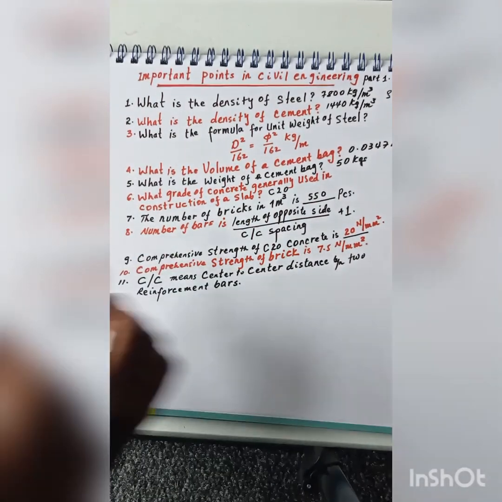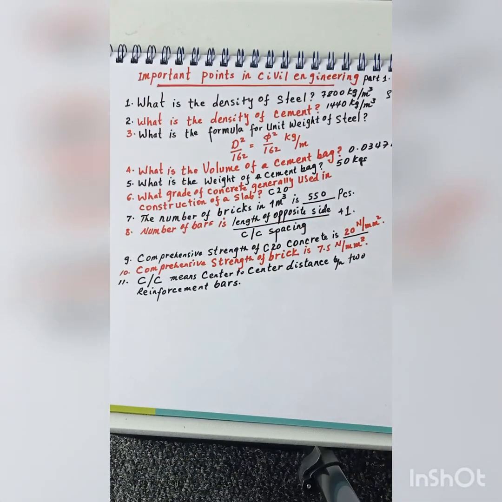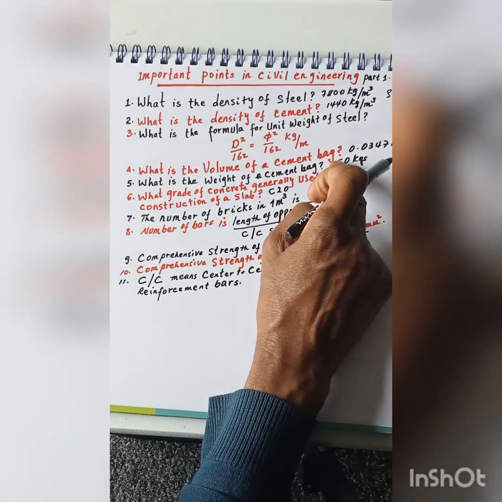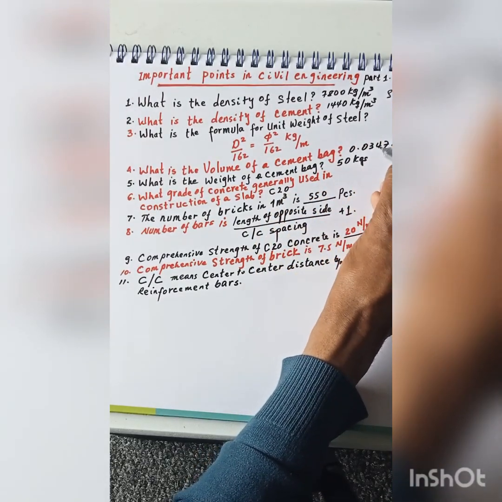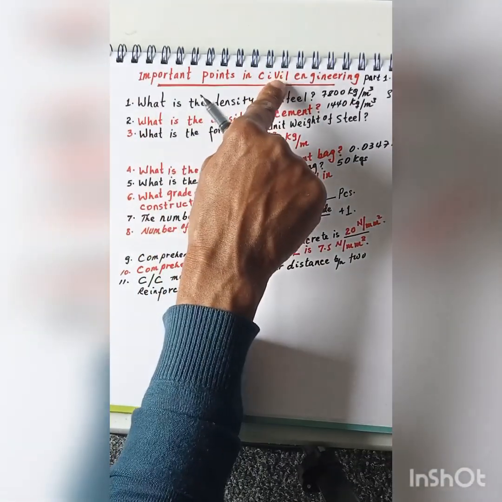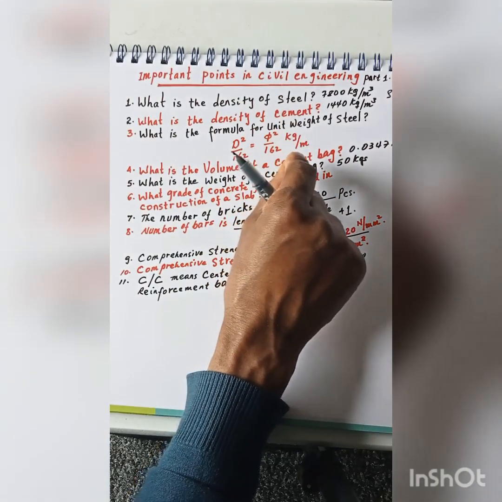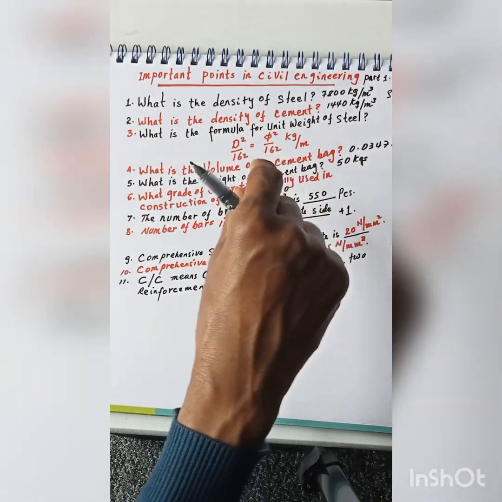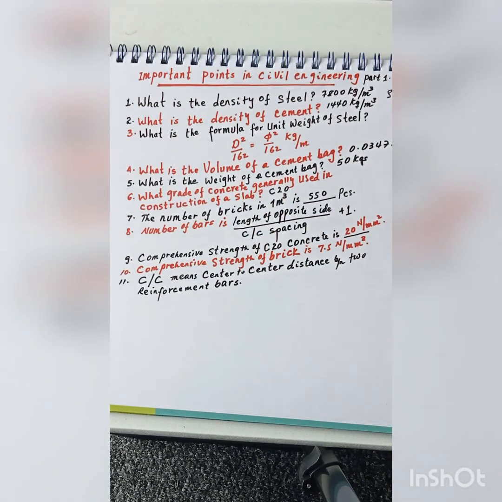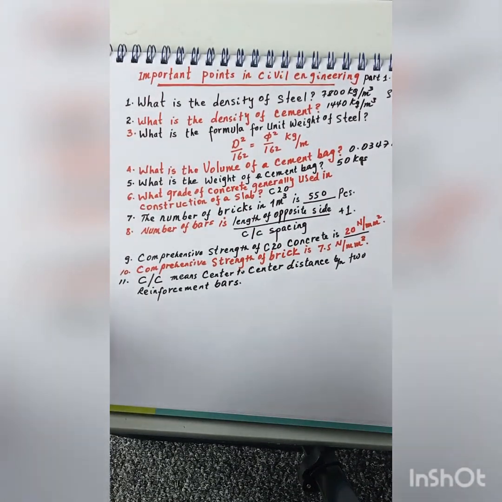The next one is number 4. What is the volume of a cement bag? The volume of a cement bag is 0.0347 meter cubed. Please, guys, every civil engineer should know these points. They are very important, especially when you are on site, or when you need to calculate the quantity of materials.